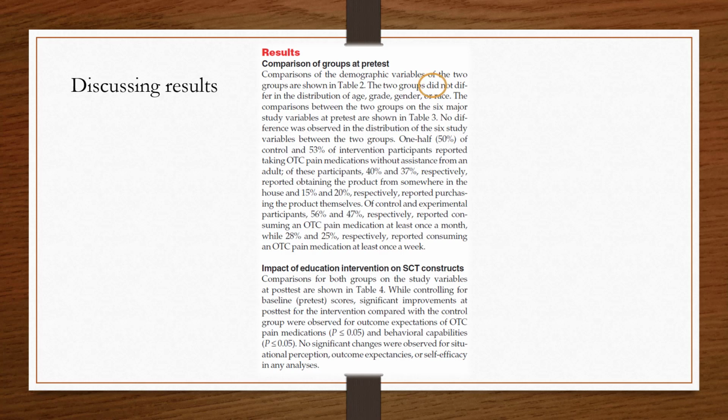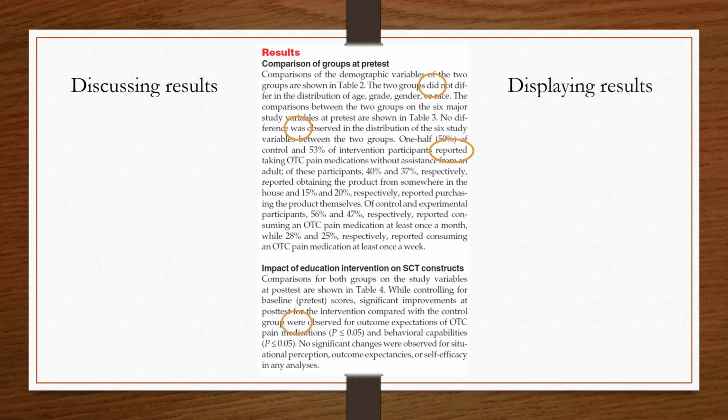They talked about the two groups, the test group and the control group. And this is in past tense, so they did not differ in their distribution about age, grade, gender, race. So no difference was observed. It's in past tense. Or the participants reported taking over-the-counter pain medications. Control group were observed. This is all in past tense.